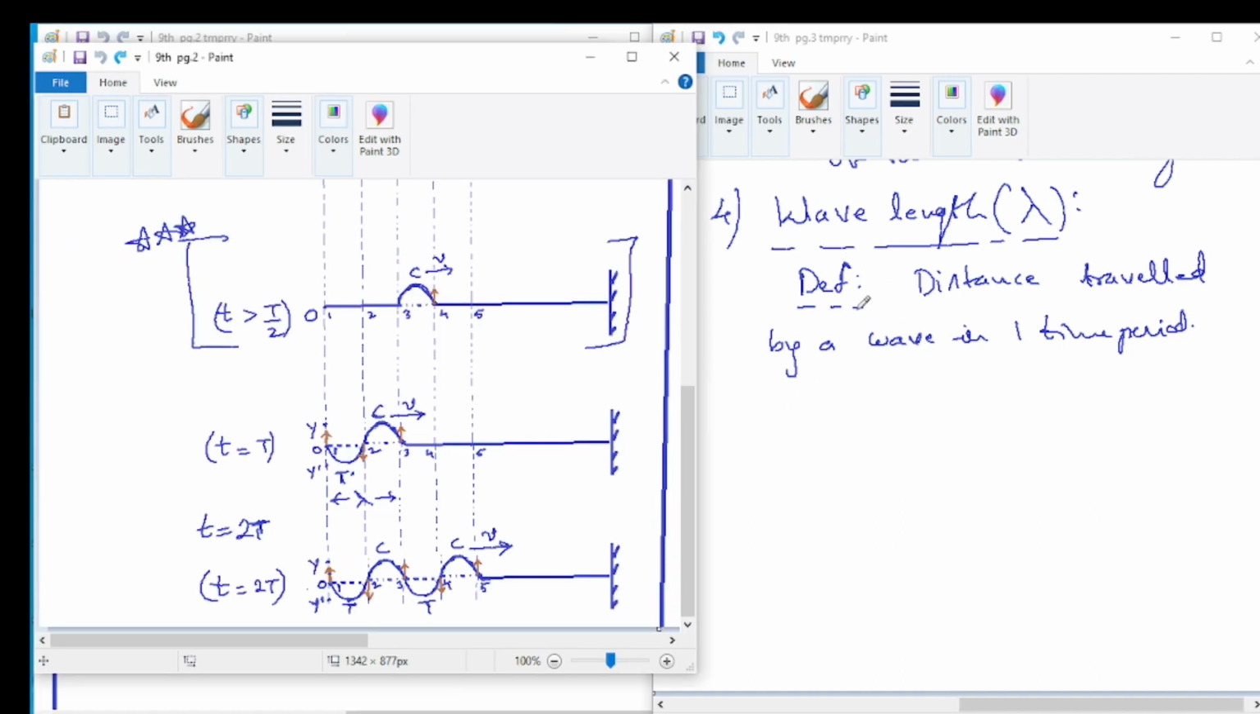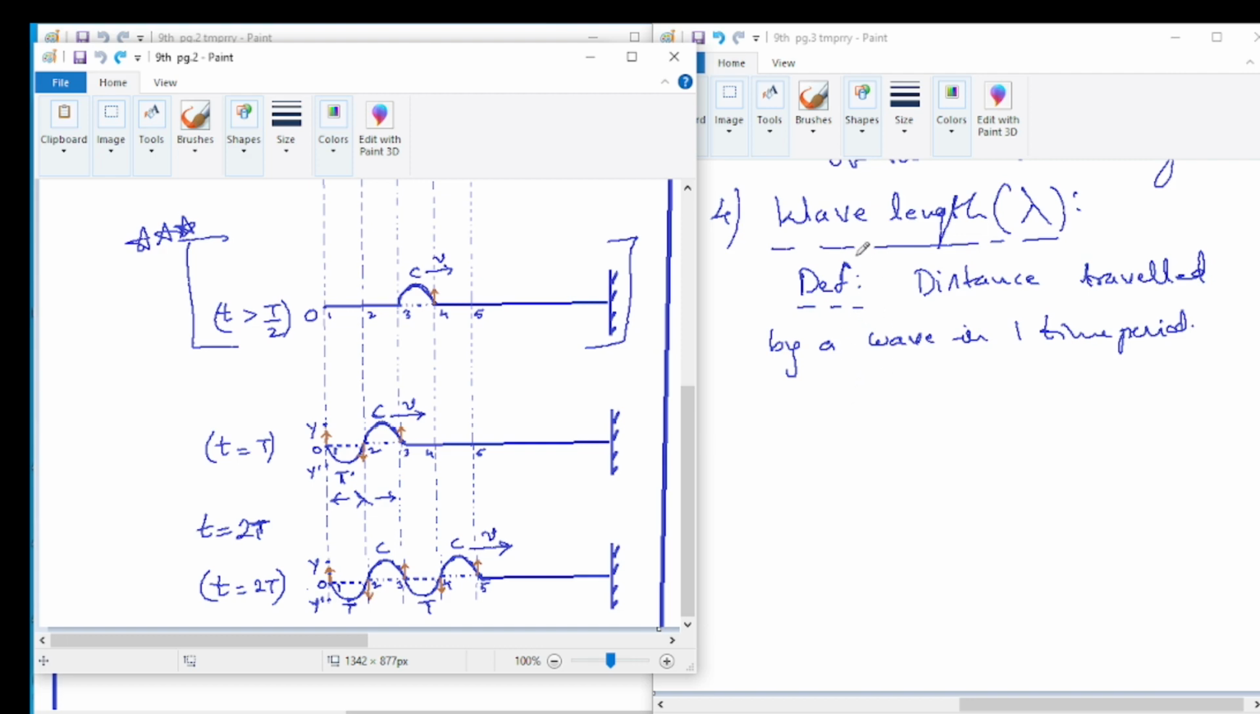So the previous definitions, the 3 quantities related to wave motion, we have seen that each quantity, for example, time period, had 2 definitions. Next, frequency and amplitude also had two definitions. Only for wavelength do we have one definition. So this is the main definition.